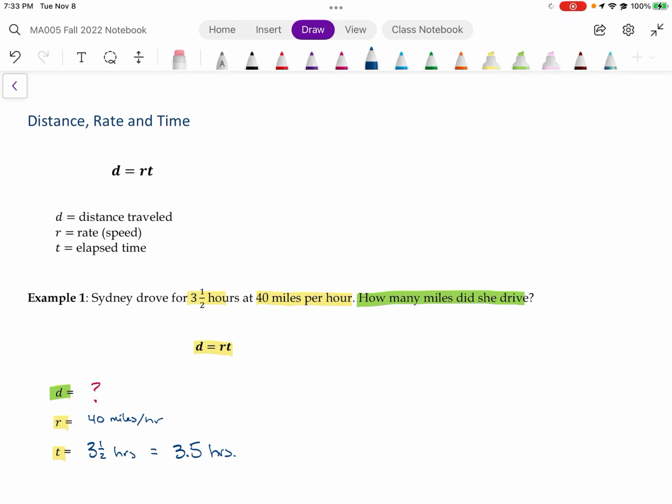All right, so we're finding D. And our formula is already set up to find D. So D equals R times T. So R is 40 and T is 3.5. And when you put this in your calculator, you should get 140. Now this is distance and we were using miles and hours. So think about what the distance unit would be, and it would be miles. Okay, so the distance is 140 miles.